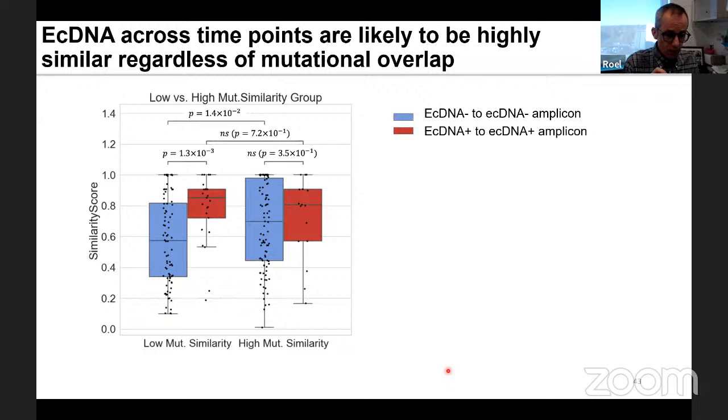When we took that cohort of 154 sample pairs and grouped them by whether mutational overlap was low or high, and then evaluated the similarity of the amplicons, we find that ecDNA similarity is high independent of mutational similarity. But, as you would expect, for linear amplicons, the similarity over the two time points goes hand in hand with the mutational similarity. This makes sense because linear amplicons are chromosomal, as the point mutations are, and of course the circular amplicons are extrachromosomal.